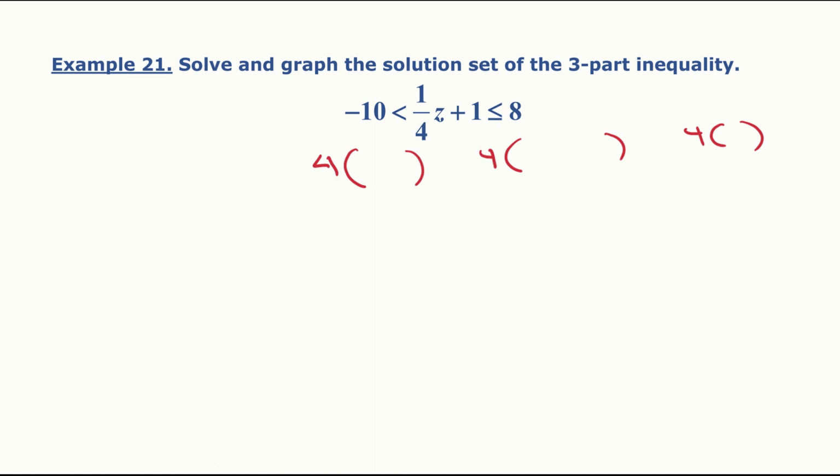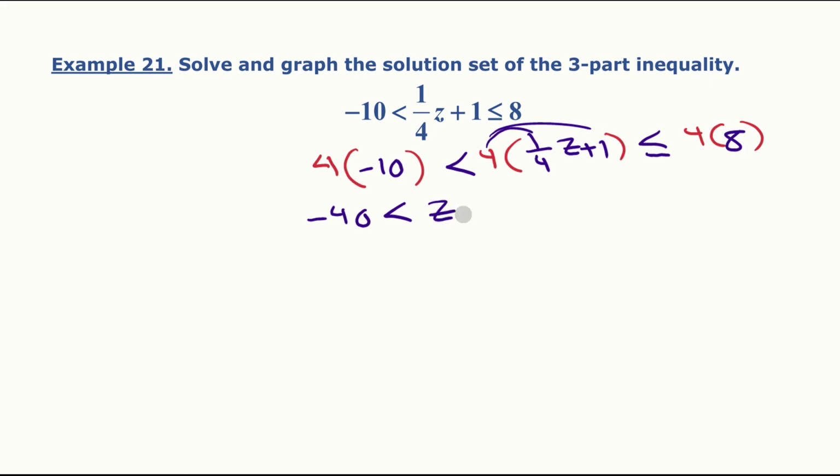All right, so 4 times negative 10 is going to be less than, here we have 1/4 z plus 1, and here we have less than or equal to, just like that. Okay, so we end up with negative 40 less than, now we're going to distribute this 4, so 4 times 1/4 is 1, so 1z, and 4 times 1 is 4, so plus 4 less than or equal to 4 times 8, which is 32.